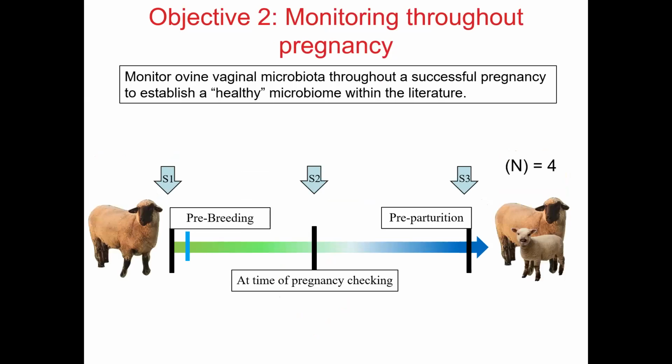For objective 2, we monitored the vaginal communities of the 4 ewes that became pregnant to get an idea of what a healthy vaginal microbiota consists of throughout pregnancy.